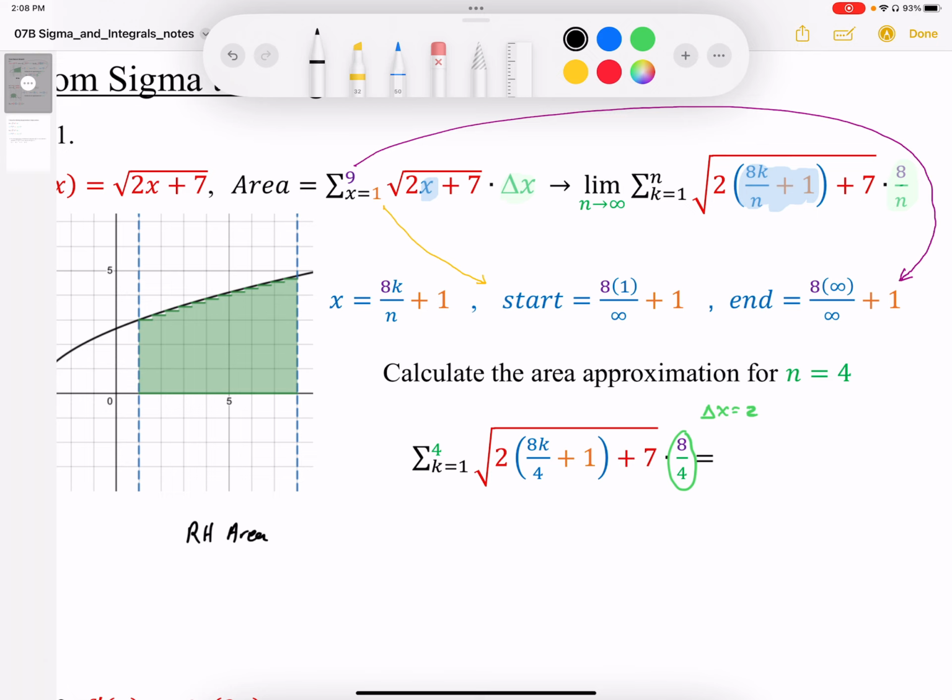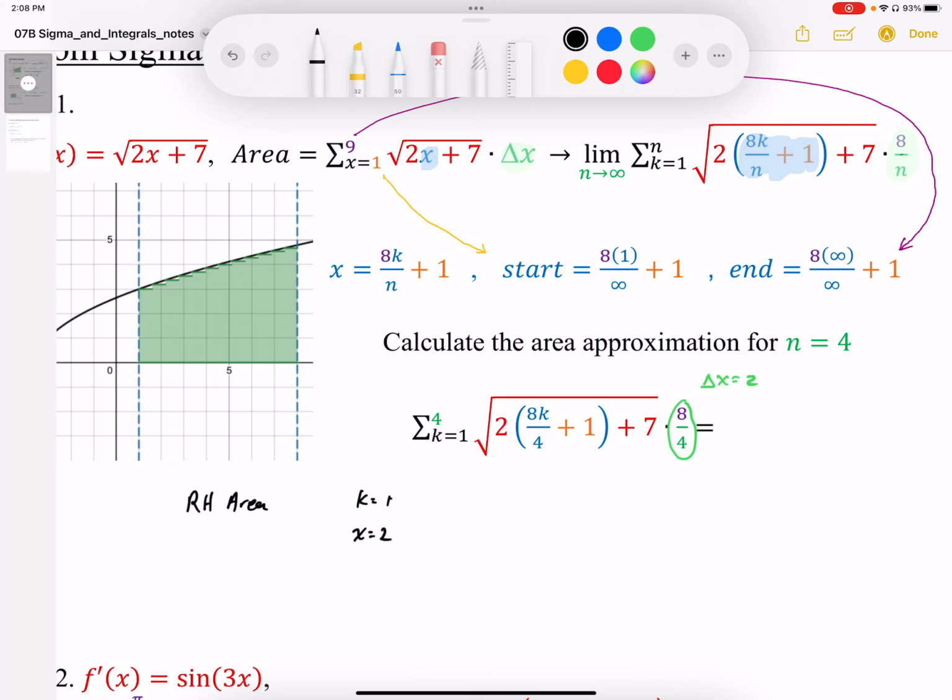Okay, and we're going to let k equal 1. When we do that, we plug 1 into our expression: 8 times 1 divided by the interval width of 4. So that's going to give me 2 plus 1, which gives me x equals 3. And then we'll make an area calculation here. Our x is going to be 3 when we plug in k as 1.